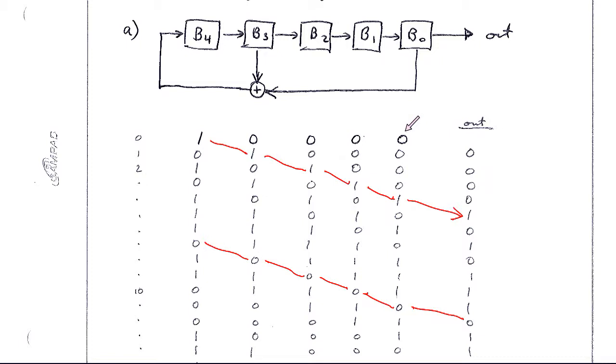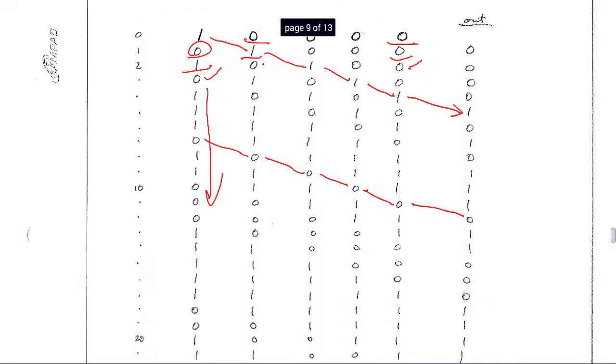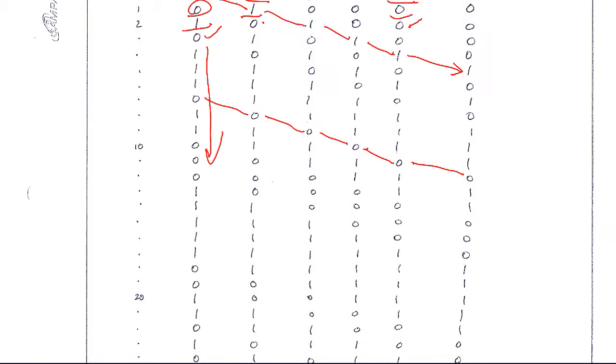So I'll do a couple of them for you. 0 and 0 yields a 0. 1 and 1. 1 and 0 yields a 1. 0 and 0 yields a 0, etc. And so that's how I get bit number 4 here. And the output then looks like this.